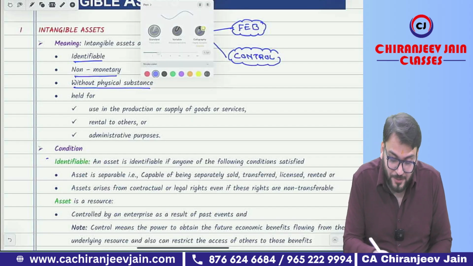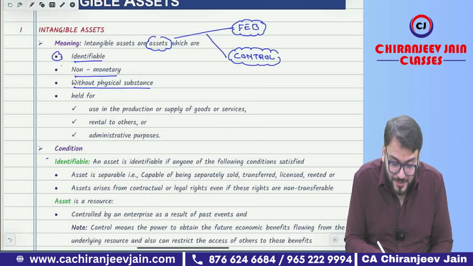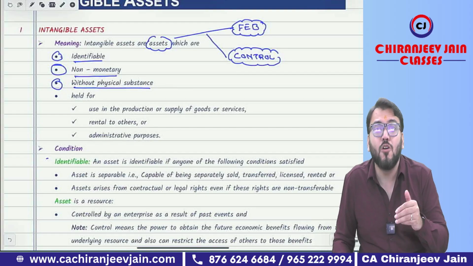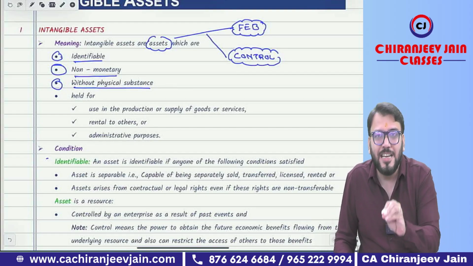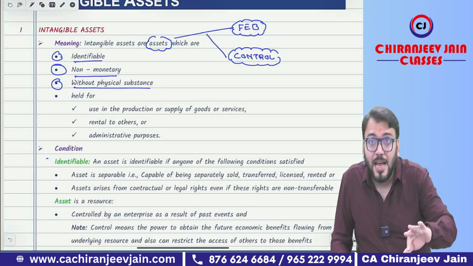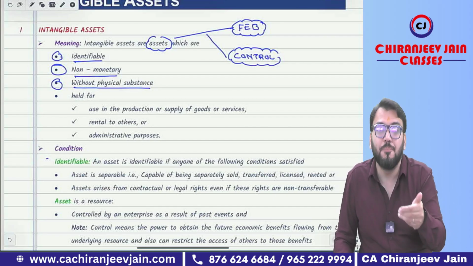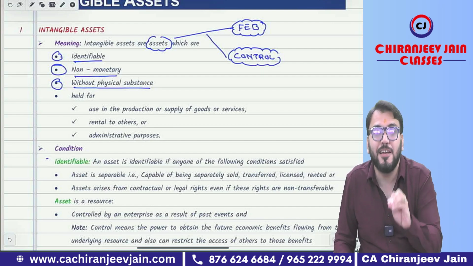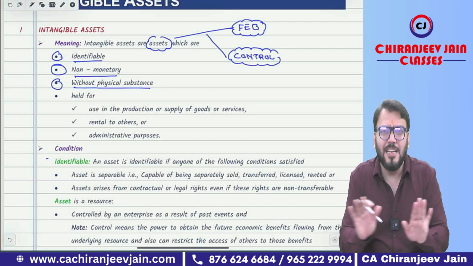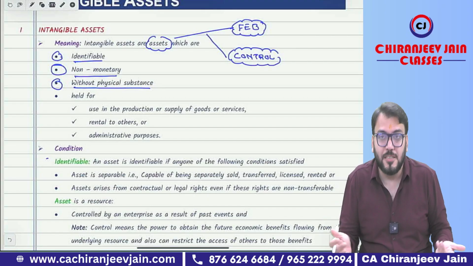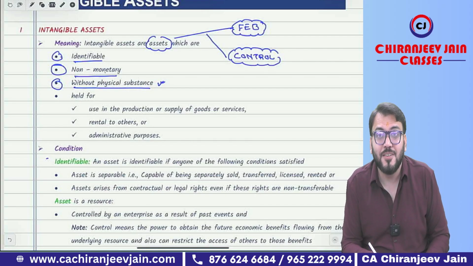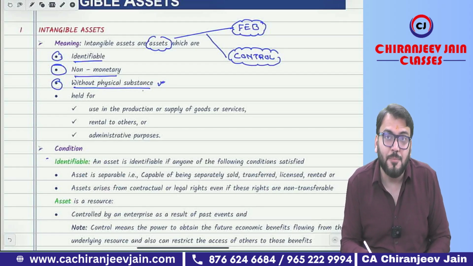It means now I need to explain what is the meaning of identifiable, what is the meaning of non-monetary, what is the meaning of without physical substance. I hope you have understood without physical substance. Of course, can I say all intangible assets are without physical substance? Tangible assets are having what? Physical component, physical substance. For example, property, plant, equipment, that has some physical substance. Got this point? So of course intangible assets will have no physical substance, but we'll discuss this also.